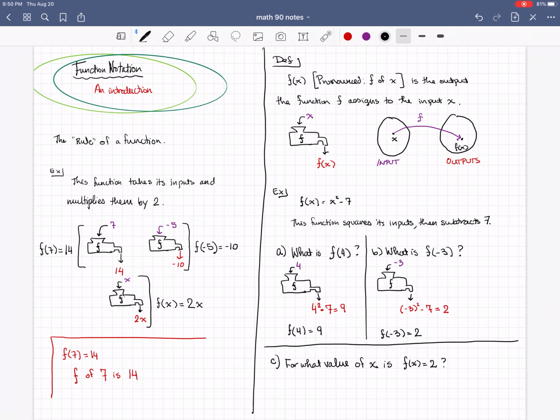So look what I did there. In the previous two examples, I asked you, hey, what's f of 4? I asked you, what's f of negative 3? So I'm giving you the input, and I'm asking you, what happens when this function acts on this input? What comes out? Whereas here, I'm giving you the output. I told you what came out. And I'm asking you, what must have gone in?